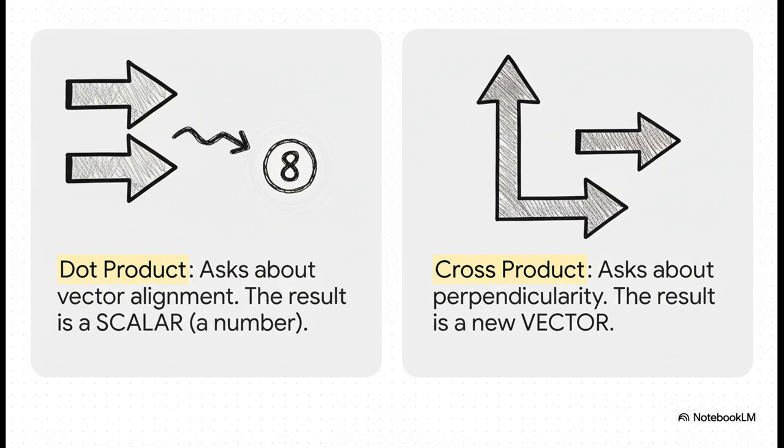Then you have the cross product. It asks a totally different question. What new direction is perpendicular to both of these? And its answer is a brand new vector.